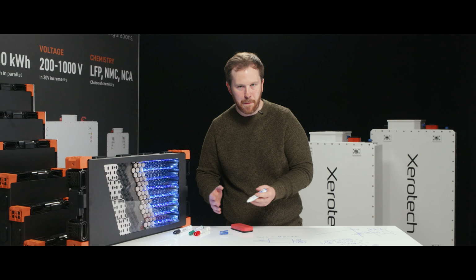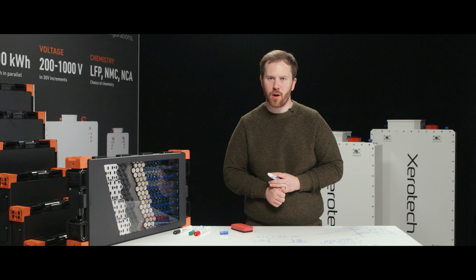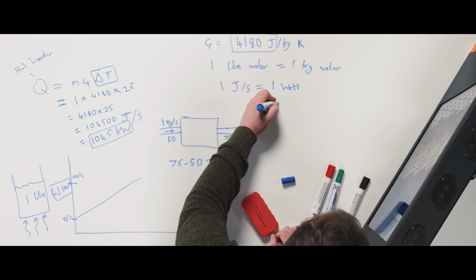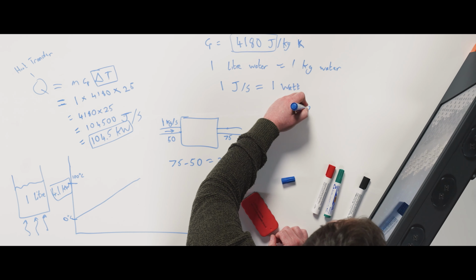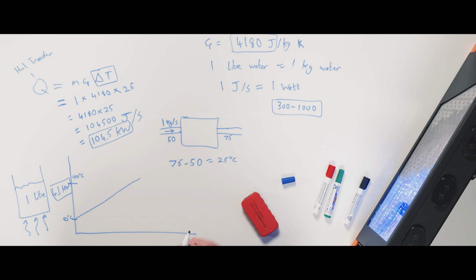So for example, metals like aluminium and copper and many others have much lower heat capacities, in the sort of 300 to 1,000 range, and even lower than that in some cases. So water has 10 times more heat capacity than pretty much anything else out there.